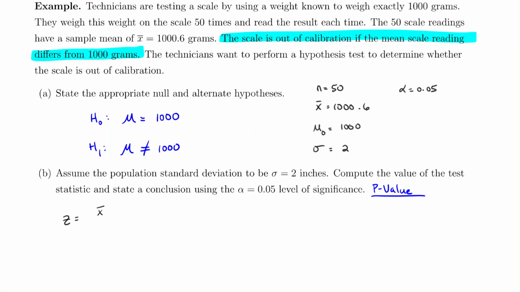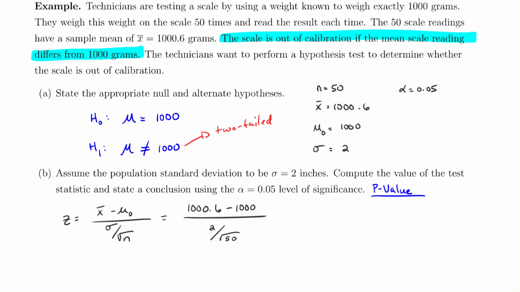Z is equal to the sample mean minus our mu naught over sigma divided by the square root of n. So for us, that is 1,000.6 minus 1,000 over my sigma of 2 divided by the square root of 50. One thing I'm going to note here: since it's not equal to, I know this is a two-tailed test. Typing this into the calculator and rounding to 2 decimal places, we find 2.12 as our test statistic.